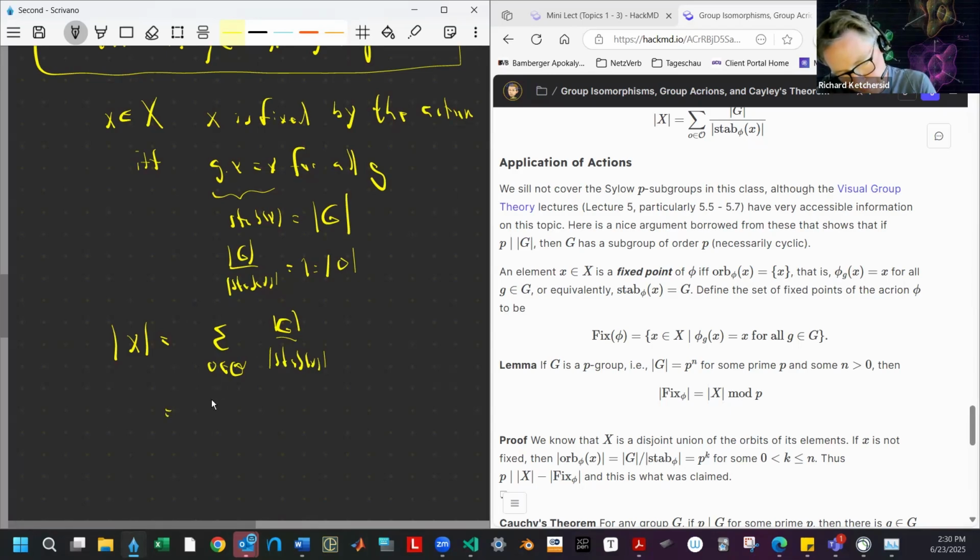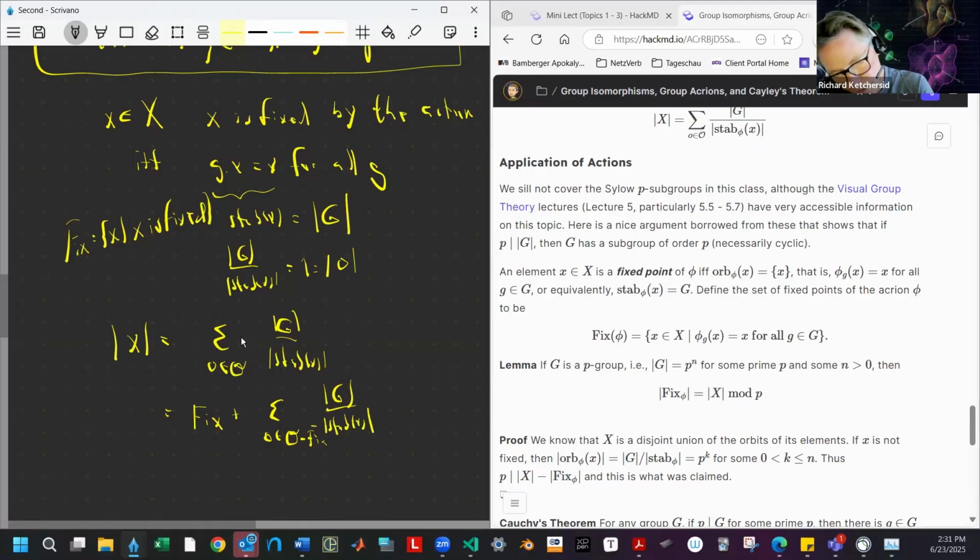I can break these into two parts. Part of it will be the fixed elements. I'm going to call this set Fix, the set of all x such that x is fixed, so it's fixed by everything. Each one of these orbits has size 1, so this is a bunch of 1 plus 1 plus 1 plus 1. And then we have the summation over the orbits, the things minus Fix, so for everything else of this form, G over the stabilizer.